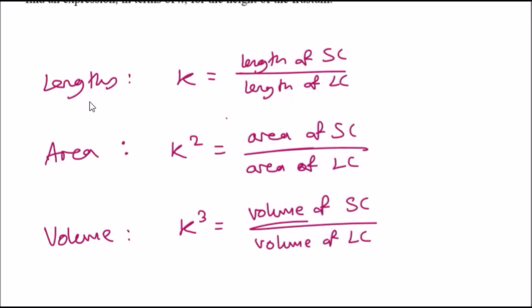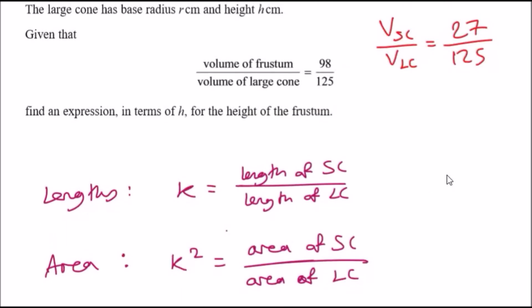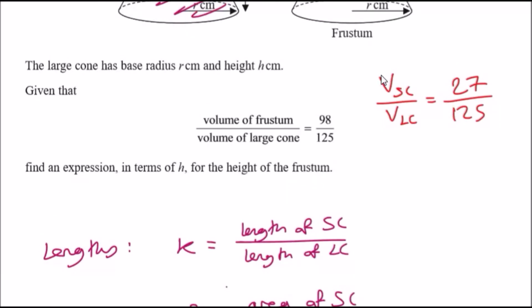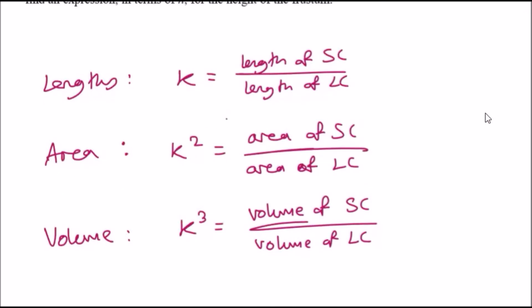When you work with lengths, let's say the ratio between the small cone and large cone is represented by k. This means that the areas between them is k squared, and the volume between them is k cubed. And by the way, the k's here are all the same. The only difference are the powers. So look at this number again. We're looking at the relationship between the volume of the small and large cone, which is this. So technically 27 over 125 equals k cubed.